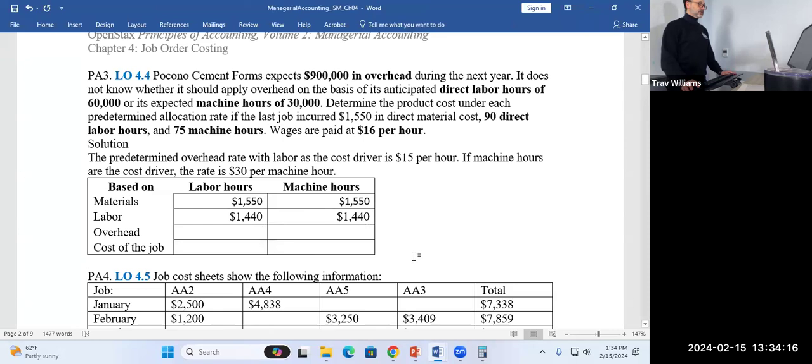So that's your job now. Figure out what would the overhead be if they base it on labor hours. What would the overhead be if they base it on machine hours, and then total up each column. Okay, any questions on what you need to do? Okay, all right, we'll go ahead and work on that then.